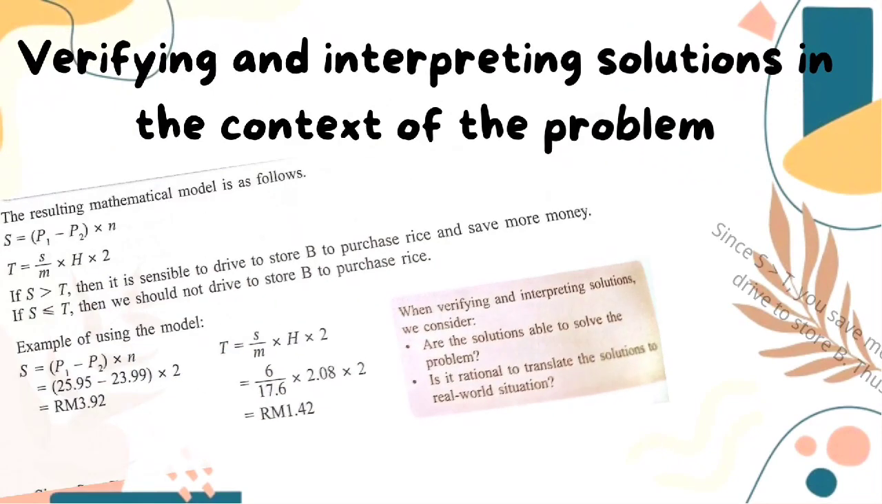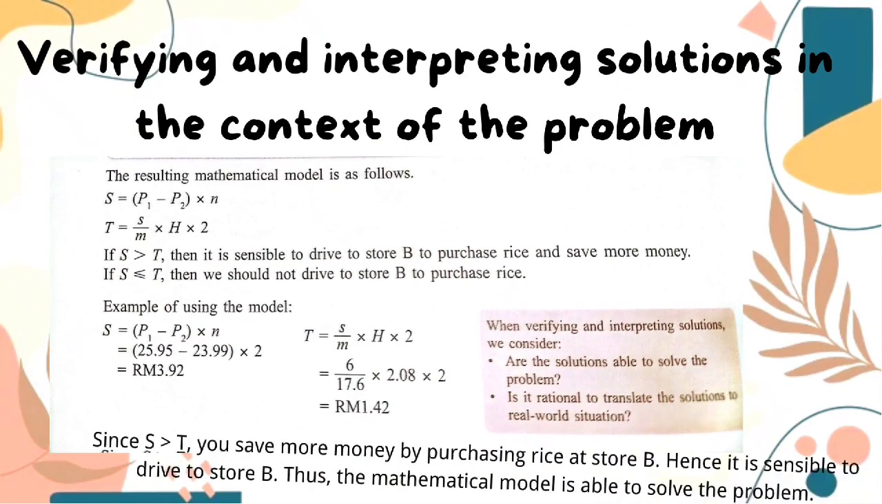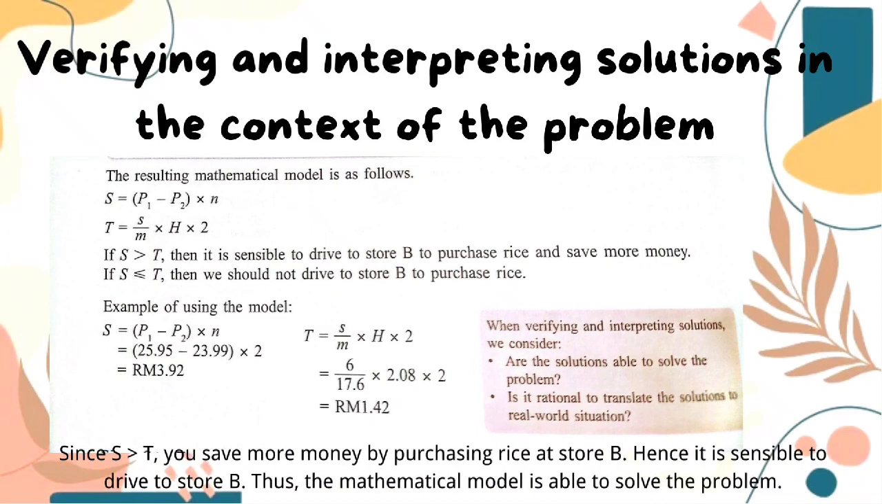Verifying and interpreting the solution in the context of the problem. The resulting mathematical model is as follows: S equals (P1 minus P2) times N. T equals S over M times H times 2. If S is bigger than T, then it is sensible to drive to store B to purchase rice and save more money. If S is less than or equal to T, then we should not drive to store B to purchase rice.